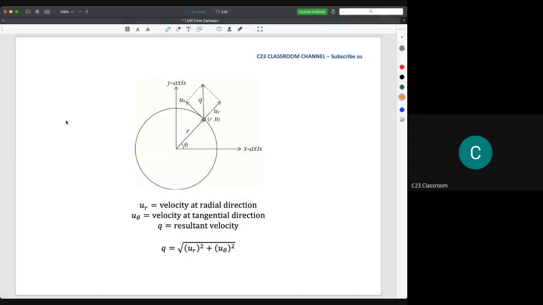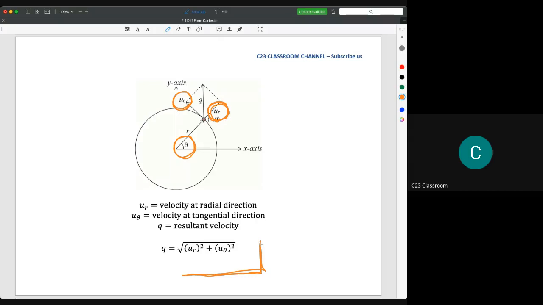To differentiate between Cartesian and polar coordinates, we use these terms to show the component velocities. U_r shows the velocity parallel with the radius, and U theta shows the component velocity which reflects the location of this angle, meaning parallel to the angle. To calculate the resultant velocity, you may use this equation. Q is the resultant velocity, the square root of U_r squared plus U theta squared.